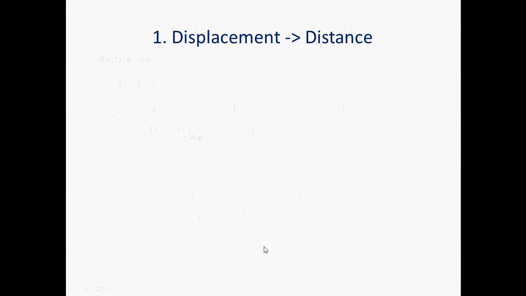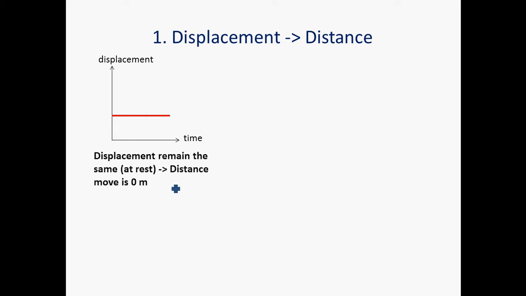So let's start with a very simple graph. For example, such a graph where the displacement is the same throughout the time. From this kind of graph, we know that the displacement did not change, and the object is at a certain displacement from its rest position, which is the origin here. Now from this case, we know that the displacement remains at the same point, so it is actually at rest.